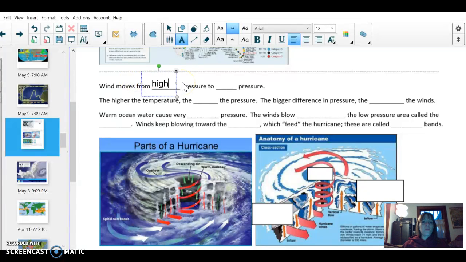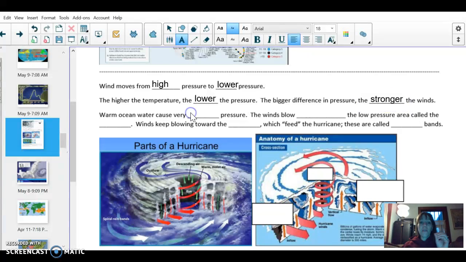Remember that wind moves from high pressure to low pressure. And remember that the higher the temperature, the lower the pressure; it's an indirect relationship. If the difference in pressure is bigger, you're going to have stronger winds. If it's smaller, you're going to have weaker winds. So let's look at this.